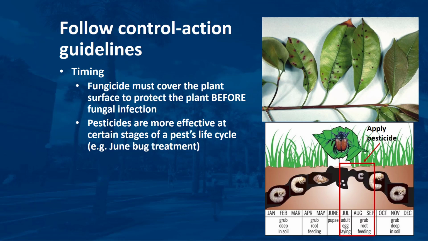It is important that you use pesticides and other management practices at the time when they are most effective against pests. To determine the proper times to use pesticides, become knowledgeable of the most susceptible stages of the pest's life cycle. For example, treatment for June bugs is most effective between July and early September when the larvae are small and closer to the soil surface.